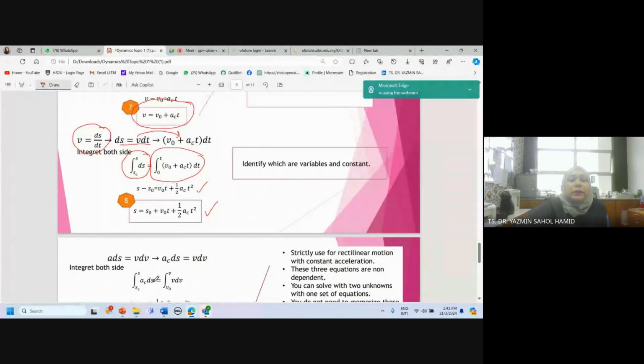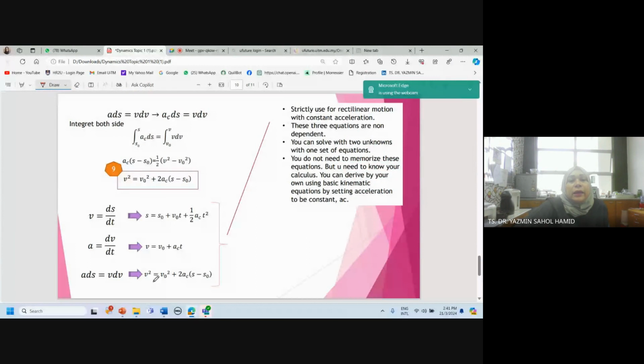Then we go back here. Okay, all right. So the final formula is a ds equals v dv. So what you do, you just integrate the left side and integrate the right side. So you will get this equation, a in bracket s minus s naught equals 1 over 2 in bracket v squared minus v naught squared. And then you will simplify this equation and get equation number 9. Okay, so here it is.